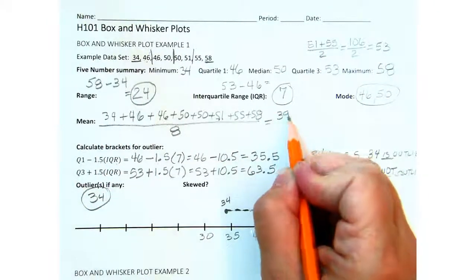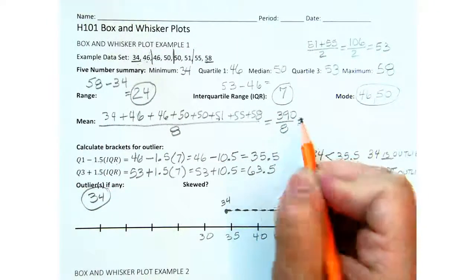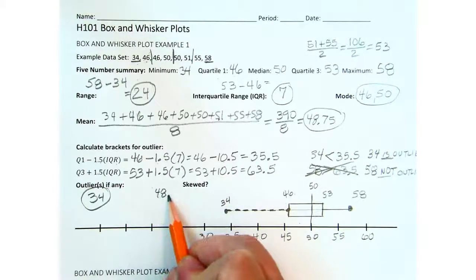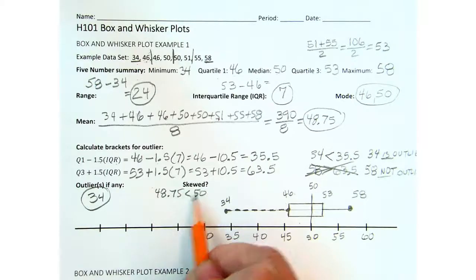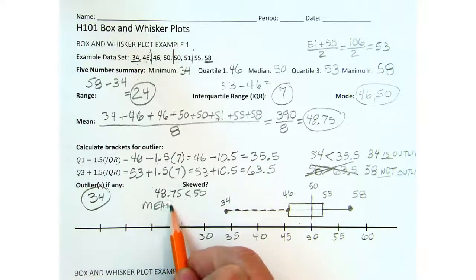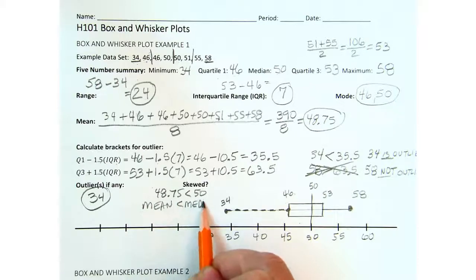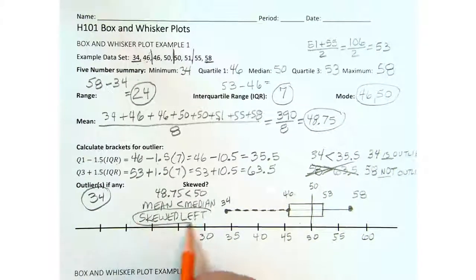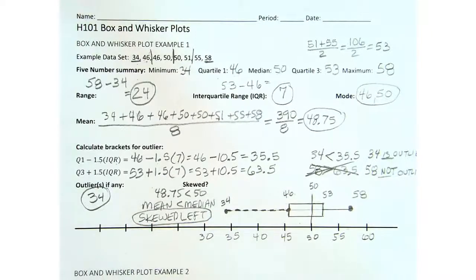In this case, the mean is 48.75. 48.75 is less than 50. The mean is less than the median. This means the data is skewed to the left. This is also indicated by the fact that the whisker is longer on the left.